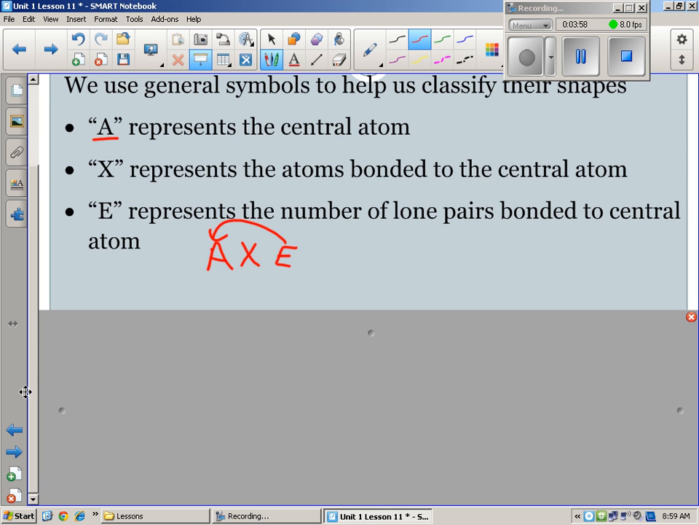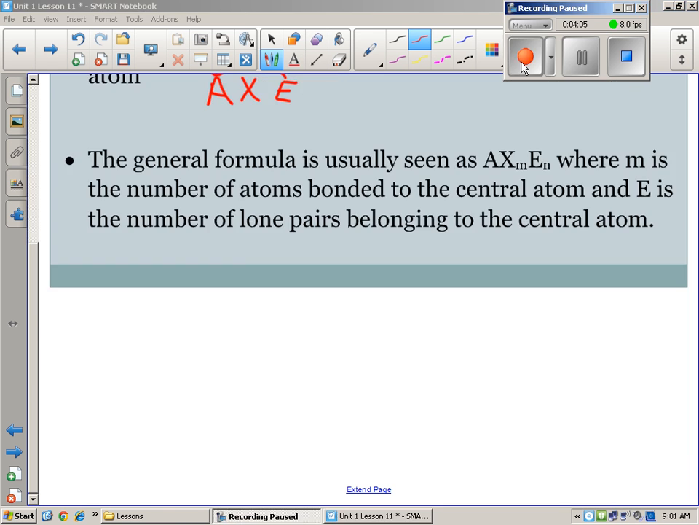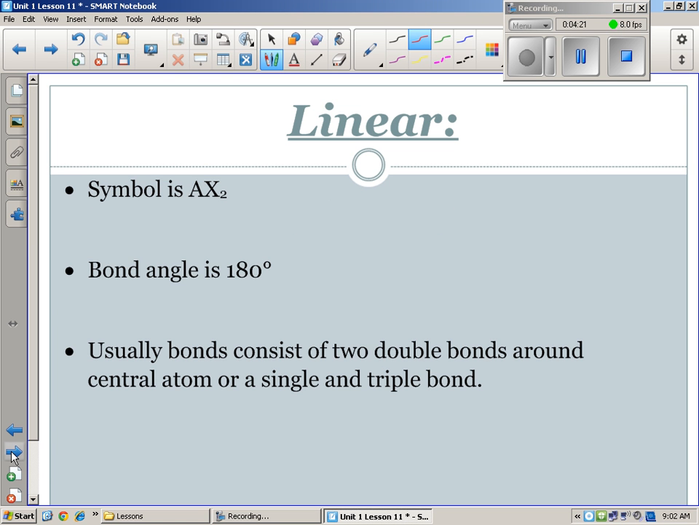Now, I think you guys have a little bit of writing to do there. So, the general formula is usually seen as AX with a little subscript, E with a little subscript, where M is the number of atoms and E is the number of lone pairs. And the best way to do these is just to give you some examples and go through each of the shapes here. So that's what we're going to do here. Next page. Anything that I have on these pages you need to memorize, basically you need to know. Okay? So the first shape we're going to look at is what we call linear.